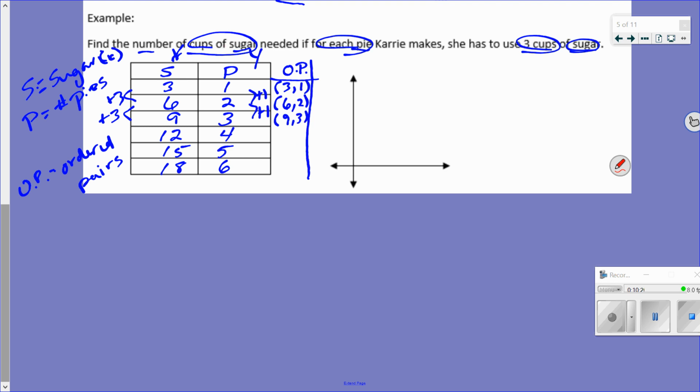9 comma 3. You guys get the idea? It's pretty easy, right? If you can build the tables, which should get easy at this point, making the ordered pairs off of the tables should be extremely easy.